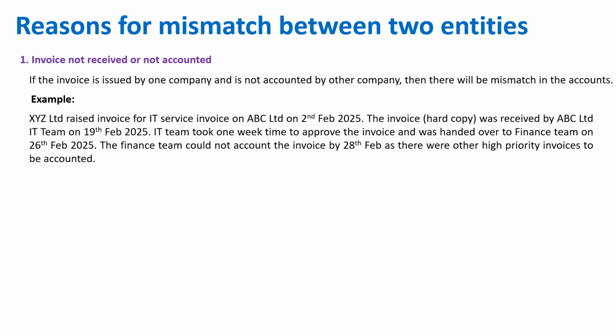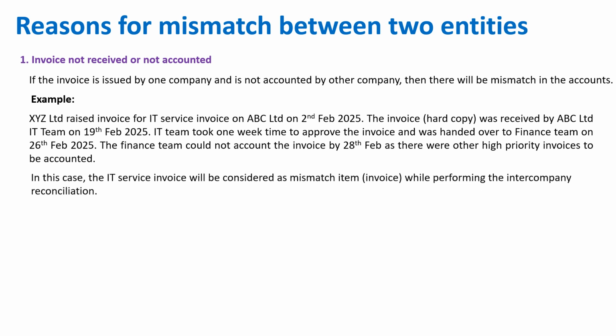XYZ Limited raised an invoice for IT service on ABC Limited on 2nd February 2025. The invoice, the hard copy, was received by the ABC Limited IT team on 19th February 2025. The IT team took 1 week to approve the invoice and handed it over to the finance team on 26th February 2025. The finance team could not account the invoice by 28th February as there were other high priority invoices to be accounted, right? In this case, the IT service invoice will be considered a mismatch item while performing the intercompany reconciliation. Why? Because XYZ has raised it and recorded it in the books of accounts, whereas ABC has not recorded it in the books of account.